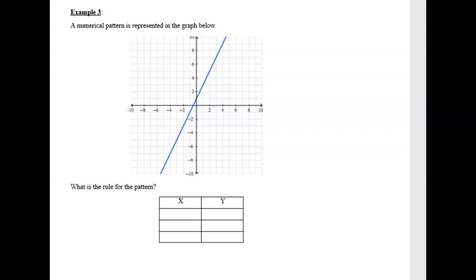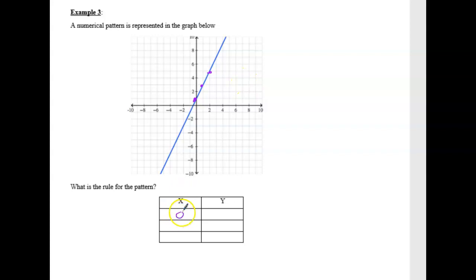In this video, we're going to pick up with example 3. All right, so this one, we're just going to take our graph and look to create a table. So you can pick any points that you want. I'm going to pick this point right here, this point right here, and this point right here. You can pick any 3 points that you want. I just picked 3 nice points.